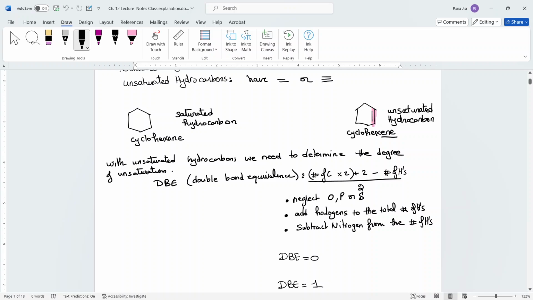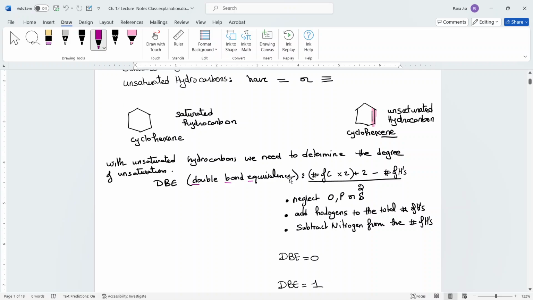Now, to calculate the degree of unsaturation, there is a formula to know how many double bonds or triple bonds you have in your structure. And also you can know if your structure has a cycle or not. So we said that a cycle is not an unsaturation, so you can neglect the cycle and call this a saturated hydrocarbon. However, when we are calculating the DBE, which stands for double bond equivalence, we can also know if a compound contains a cycle or not.